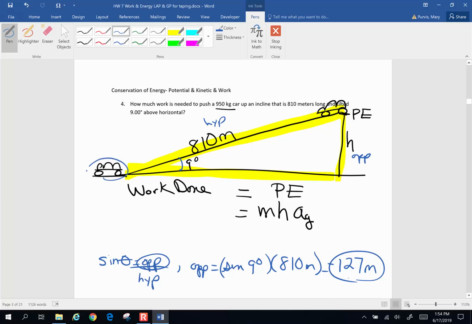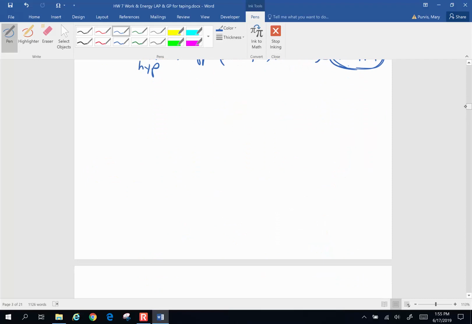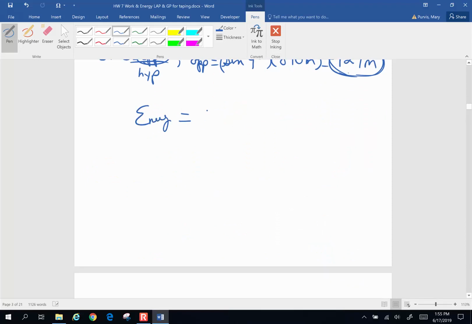So the energy change going from the bottom to the top of the hill is going to be equal to the mass of the car, 950 kilograms, the change in height of the car, 127 meters, acceleration of gravity, 9.8 meters per second squared. So 950 times 9.8 times 127. And I end up with the total energy change, the energy input, is going to be equivalent to 1182370. And if I round that off to three sig figs, it's going to be 1,180,000 joules.